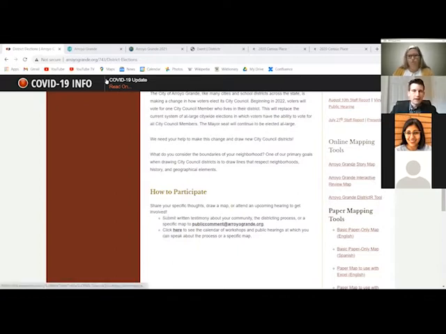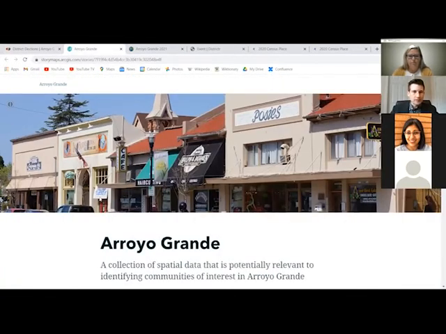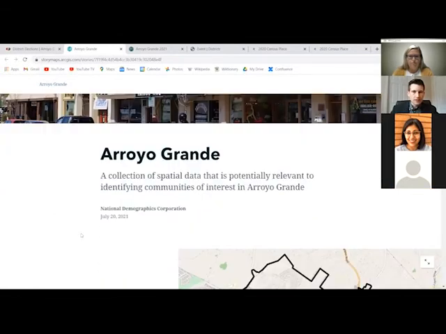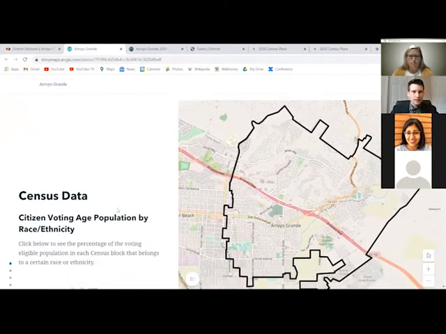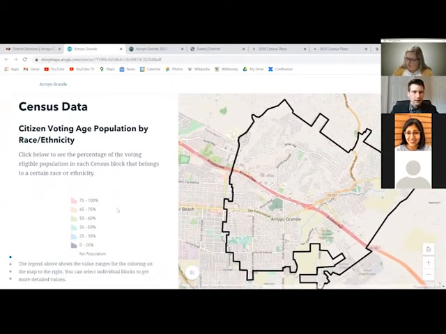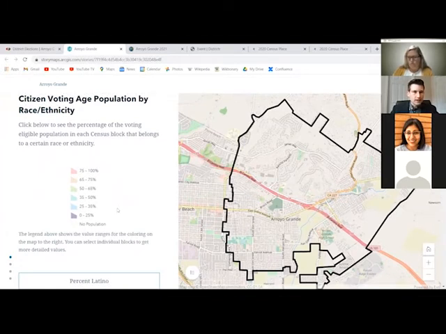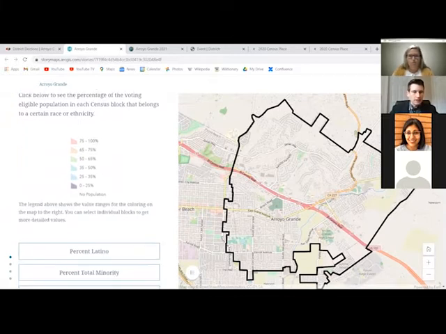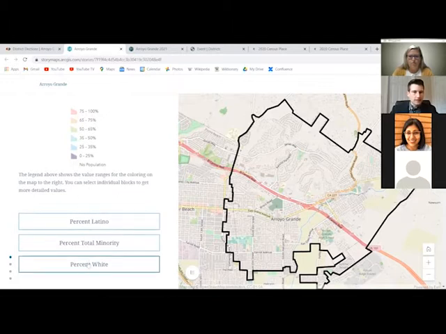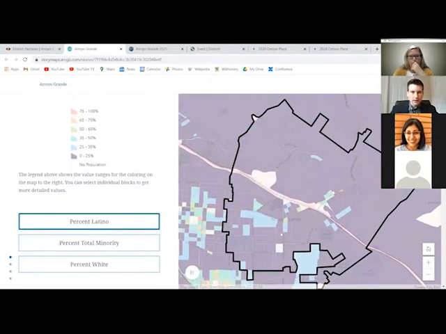So the first of these is the story map. So the story map looks like this. It's kind of a presentation where you can scroll down and see all sorts of data about the city. And the first data that you can see here is citizen voting age population by race, ethnicity. And what you'll do is scroll down until you find these buttons. And you can click on one of these buttons to see where a particular racial or ethnic group is concentrated. So I'll click on % Latino, and that should pop up a color scheme. And you can see what the colors symbolize by looking to the left here.